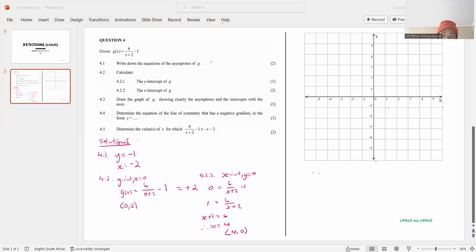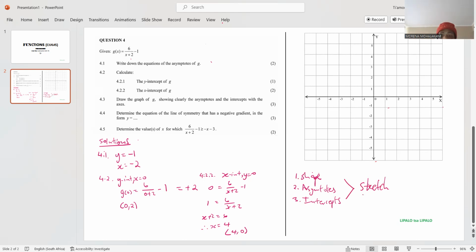I told you when you're sketching, the first thing you need to know is the shape of any function. The second thing is the what? Asymptotes, if they are in. And the third one is intercepts. These three are what you need to sketch. If you don't know these three, you won't be able to sketch. But you need to have these in check.